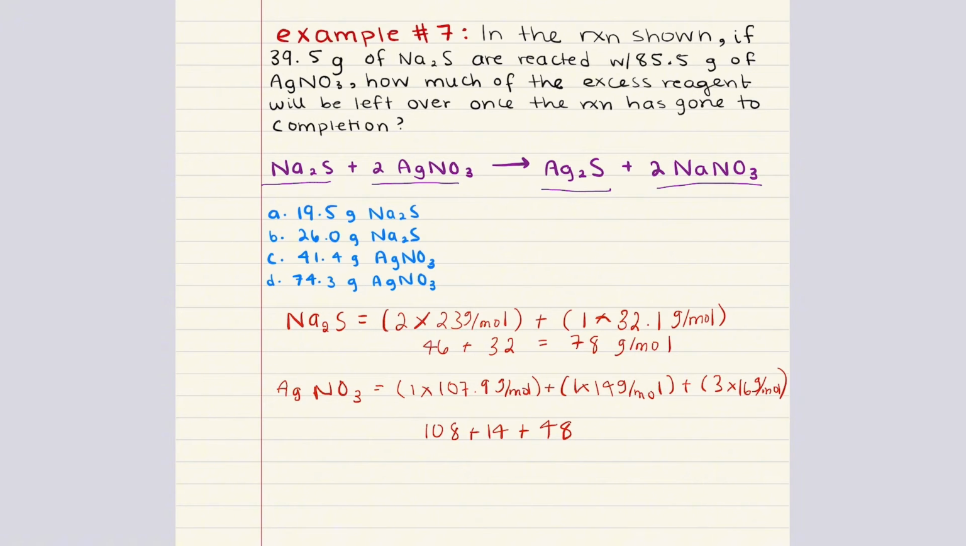Let's go ahead and add 108 plus 14. That is going to equal 122 plus 48. All right, this is going to give us 170 grams per mole. All right, so we have the molar mass for both of our reactants. Now we can figure out the moles of each reactant because we're given the initial masses and we know the molar mass. So that is going to be our second step.